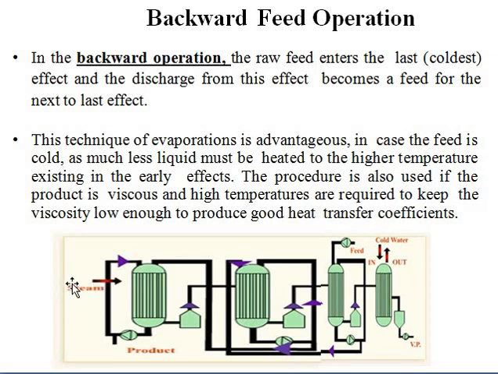Clear? So here you can see this one is the direction of steam, and this one is the direction of feed. Feed is moving in this direction and steam is moving in this direction. Clear? So both are in opposite directions. In the backward feed operation we have to put our feed in the last calandria and the steam in the first calandria. Clear? So this is the backward feed operation.